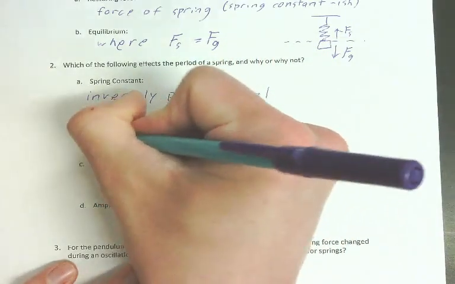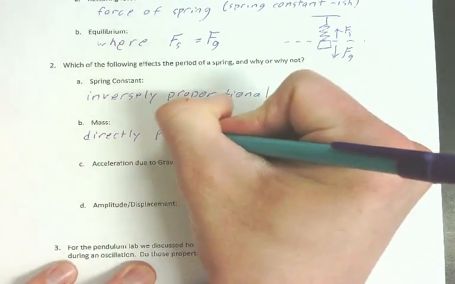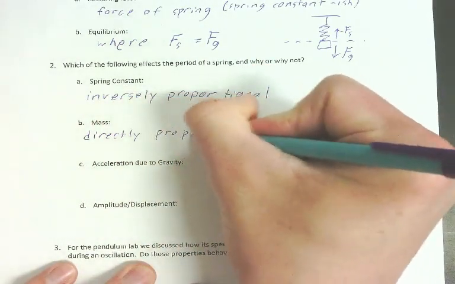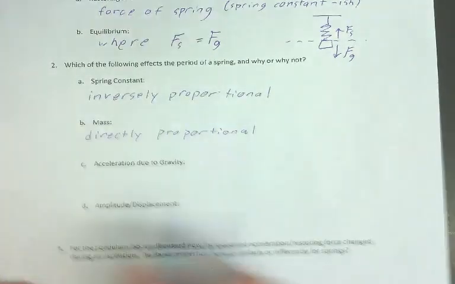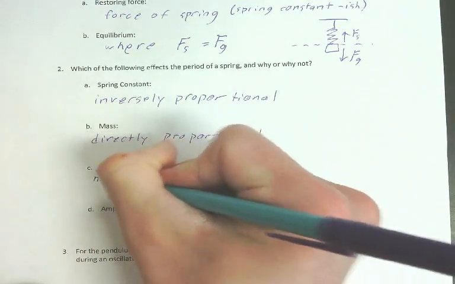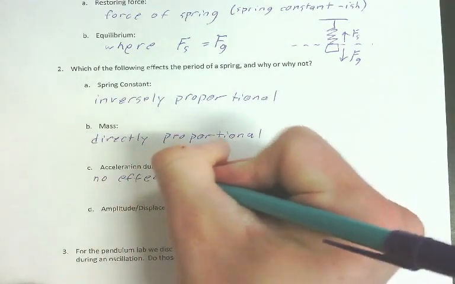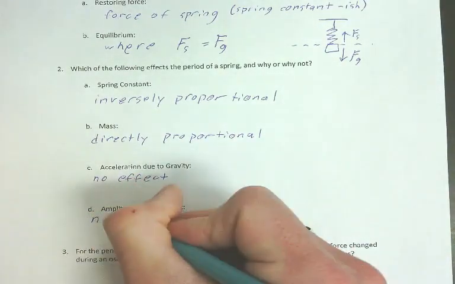Mass is directly proportional. Acceleration due to gravity has no effect. And amplitude of displacement has no effect.